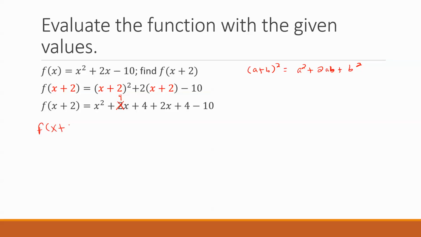And that will give us f of x plus 2 equals x squared. Combine the like terms. 4x and 2x is 6x. 4 plus 4 minus 10. 8 minus 10 is negative 2. So f of x plus 2 would equal x squared plus 6x minus 2.